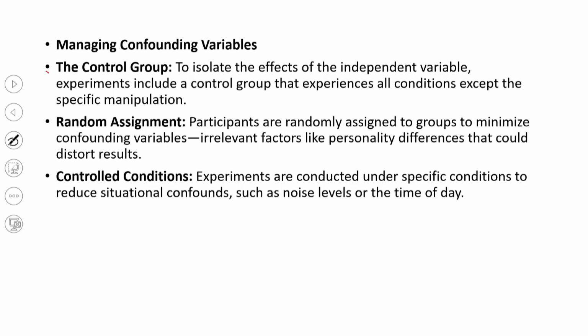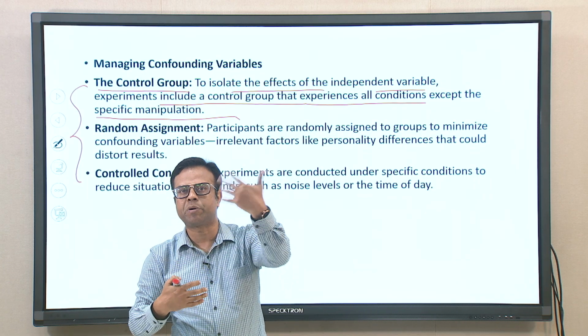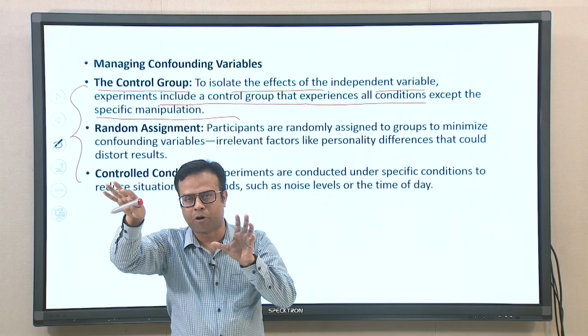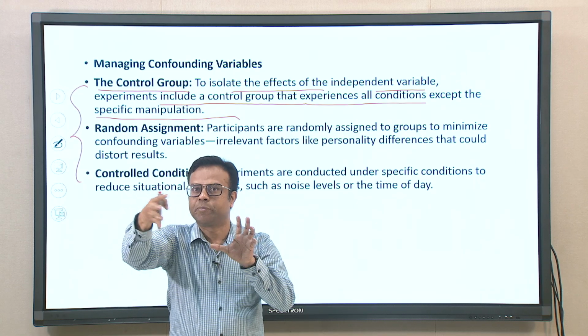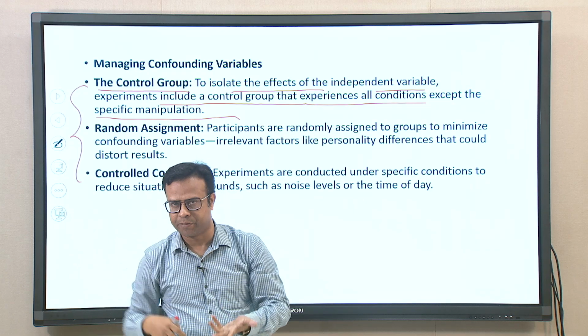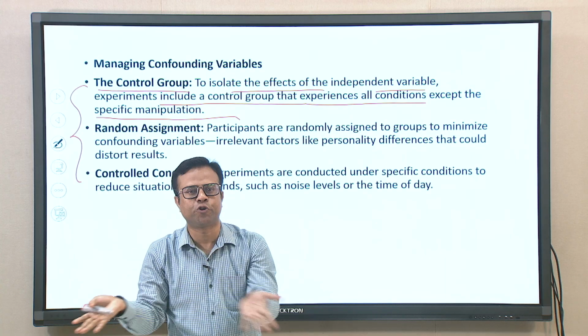Sometimes they try to control the external variables by using a control group. They isolate the effects of the independent variable. Experiments include a control group that experiences all conditions except the specific manipulation. If you remember the Bobo doll experiment, there was one experimental group and the other was a control group. In the experimental group, the children were shown a video clip where an adult was punching or behaving aggressively with a doll. So, something was manipulated there. In the control group, there were no such factors, so they did not see any such aggressive behavior. In the control group, other things remain the same, but that particular manipulation is absent.